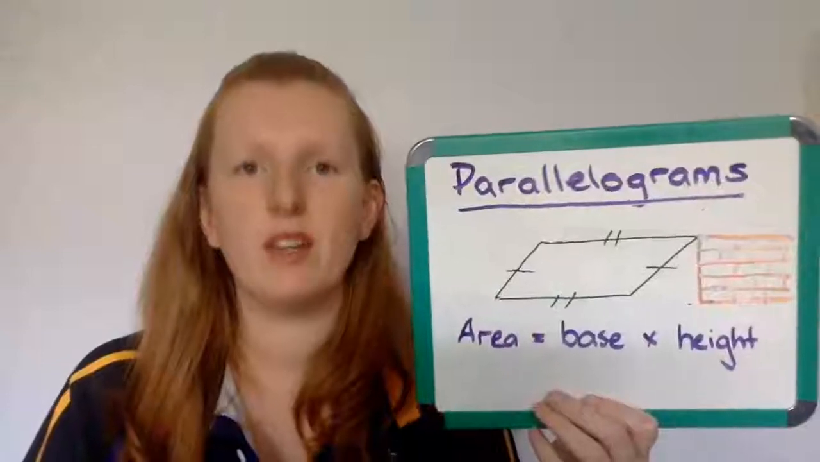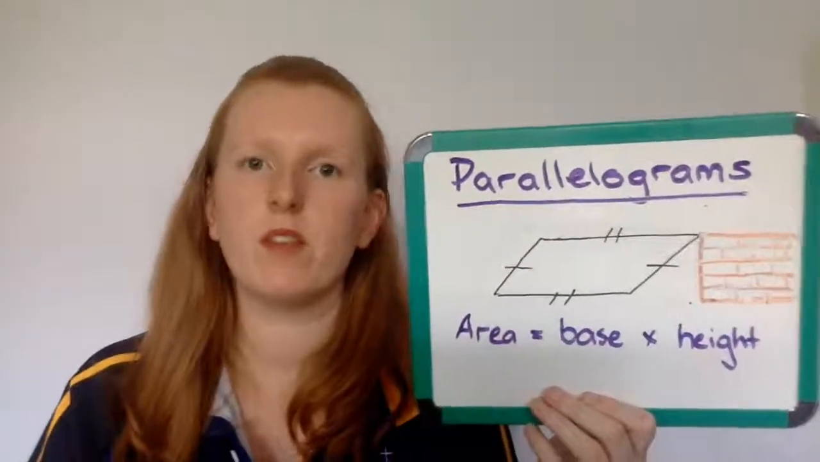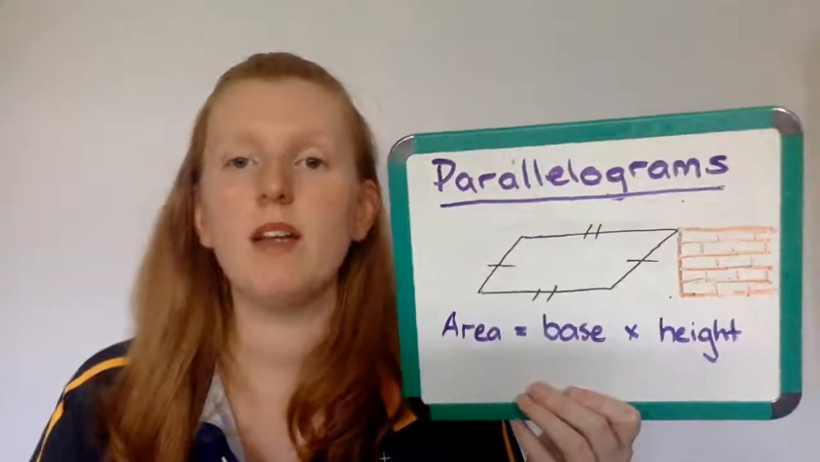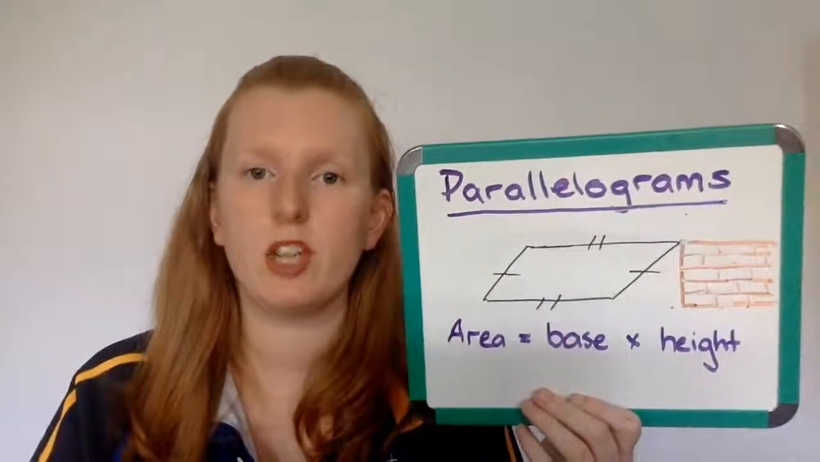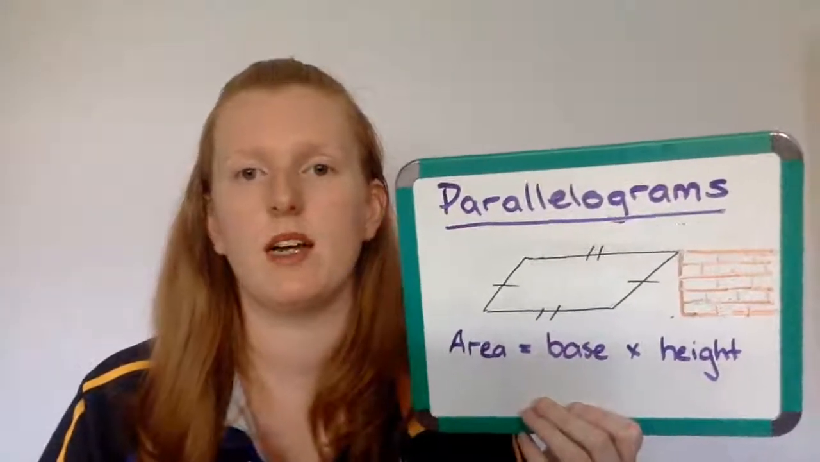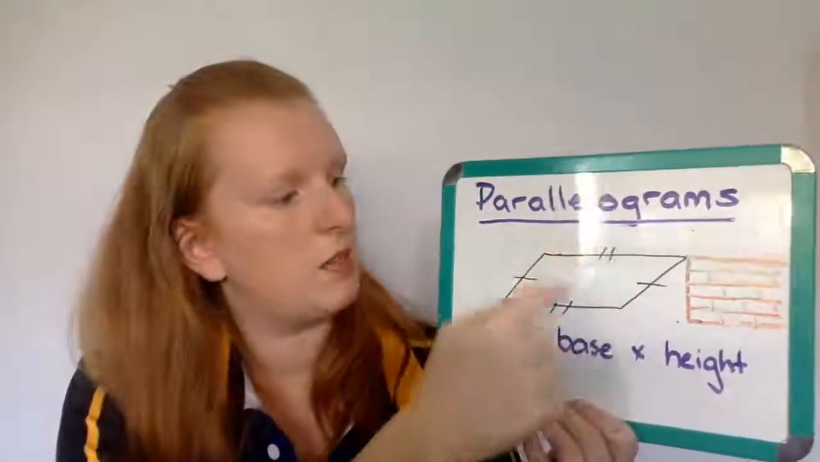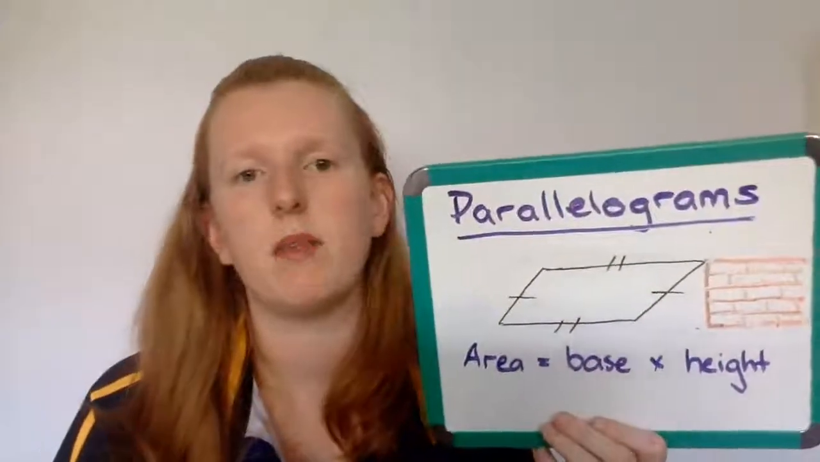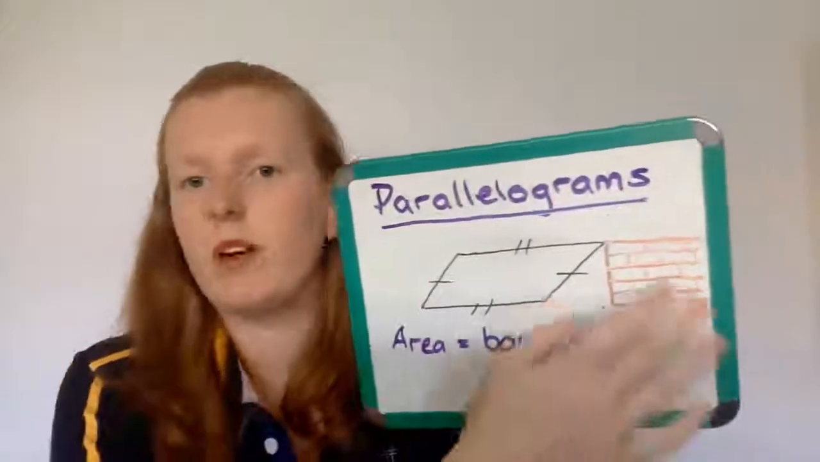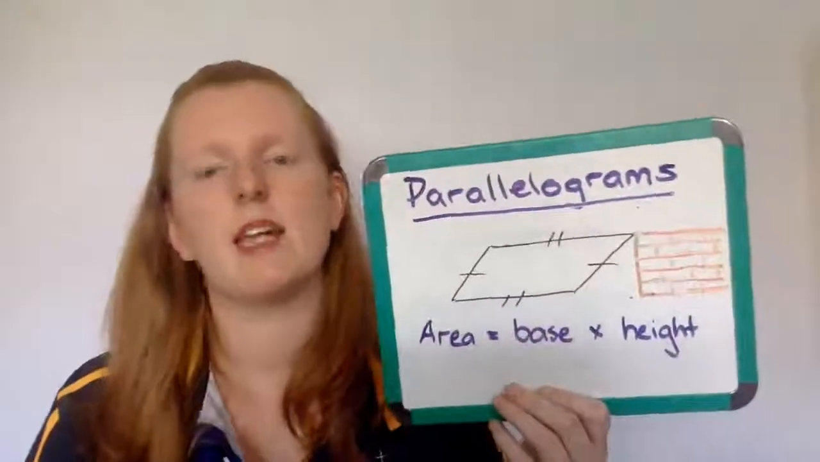Let's talk about how we find the area of a parallelogram. First, what is a parallelogram? A parallelogram is basically a shape that has two sets of parallel sides, which you can see here. This side is parallel to this side, and this side's parallel to this side down here, and you can tell that by the markings that are there. Don't worry about this little brick wall that I've drawn over here, I'll get to that later.